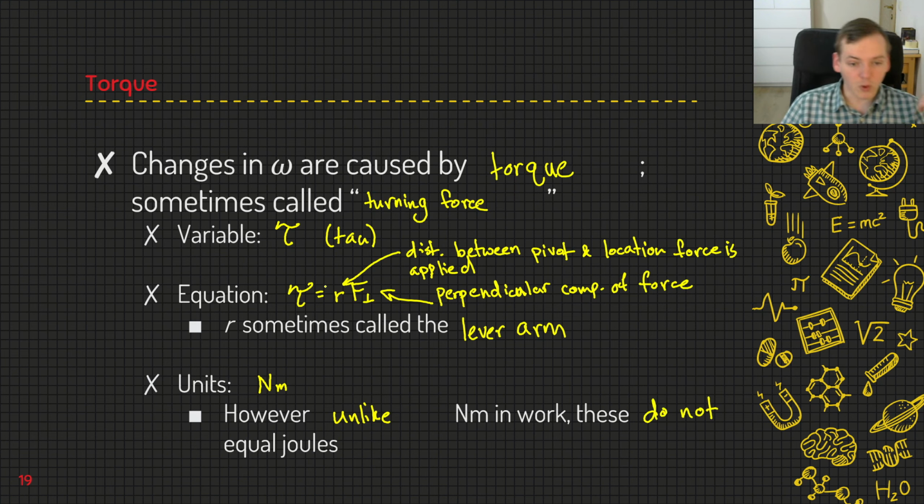If you remember, work was equal to R times force parallel. Torque is equal to R times force perpendicular. So a parallel force causes something to speed up or slow down. It does work. It adds or removes energy. A torque just causes something to spin or not spin. And I guess technically these do kind of equal joules, but in a roundabout way. But as far as we're talking about here, we're just going to talk about them as newton meters, and we're not going to worry about those weird situations.